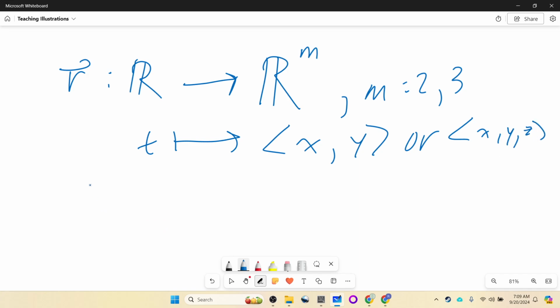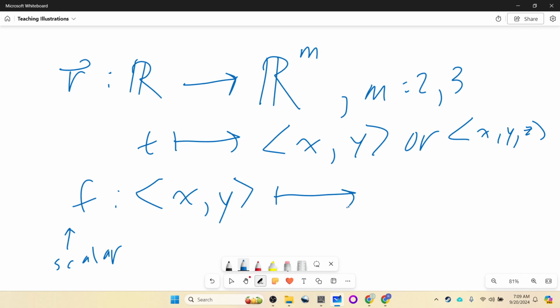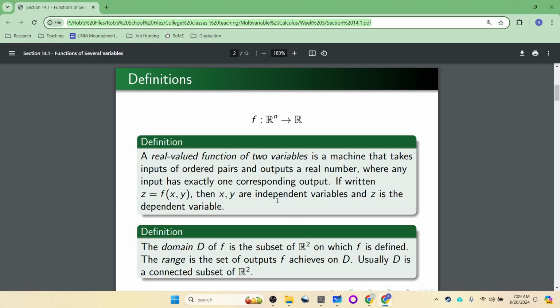Well, now we're doing the opposite. We'll have a function f, and this is a scalar. It means we are going to take in, and we'll do R^2 for now, some x, y, and spit out some value z, or f of x, y. So this is the opposite of what we did in the last chapter, and so it has its own uses. So let's define what we're talking about then.